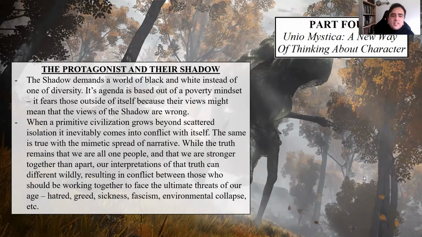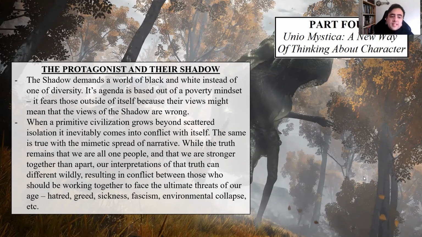So the shadow demands a world of black and white instead of one of diversity. Its agenda is based out of a poverty mindset. It fears those outside of itself because their views might mean that the views of the shadow are wrong. So when a primitive civilization grows beyond scattered isolation, it inevitably comes into conflict with itself. The same is true with the mimetic spread of narrative.